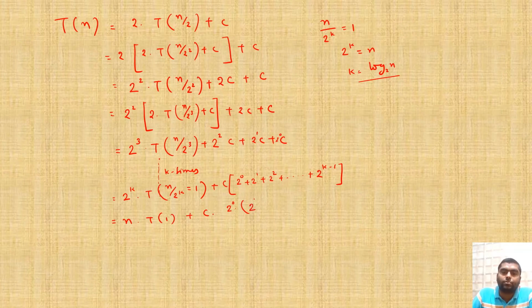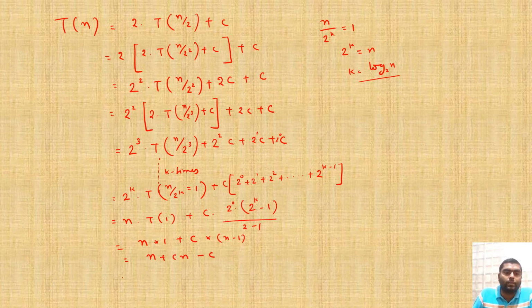R is 2 raised to the power n, the number of terms, so k minus 1 divided by r minus 1, so it is 2 minus 1. 2 minus 1 is 1, and this is 1. 2 raised to the power k is n, so finally we are getting n into 1 plus c into n minus 1. Okay, so finally you will get n plus cn minus c.